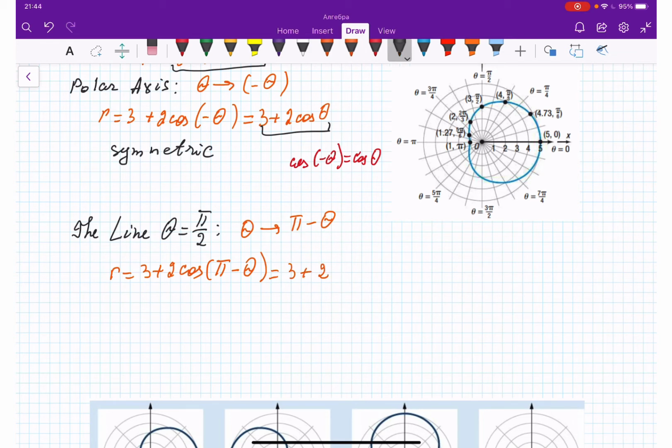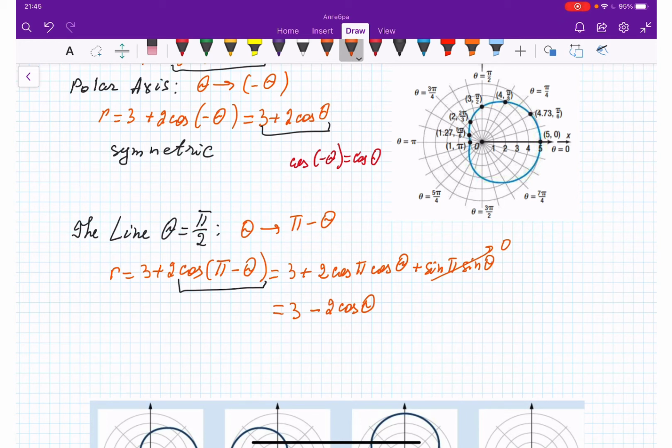So formula, remember, cosine alpha plus minus beta. So we are getting that cosine alpha minus beta is equal to cosine alpha cosine beta, right, plus sine alpha sine beta. Okay, so this is going to be equal to 3 plus, considering cosine pi is equal to negative 1, therefore we are going to get here minus 2 cosine theta, and sine pi is equal to 0, hence the multiplication is going to be 0, so the result will be 2 cosine theta.